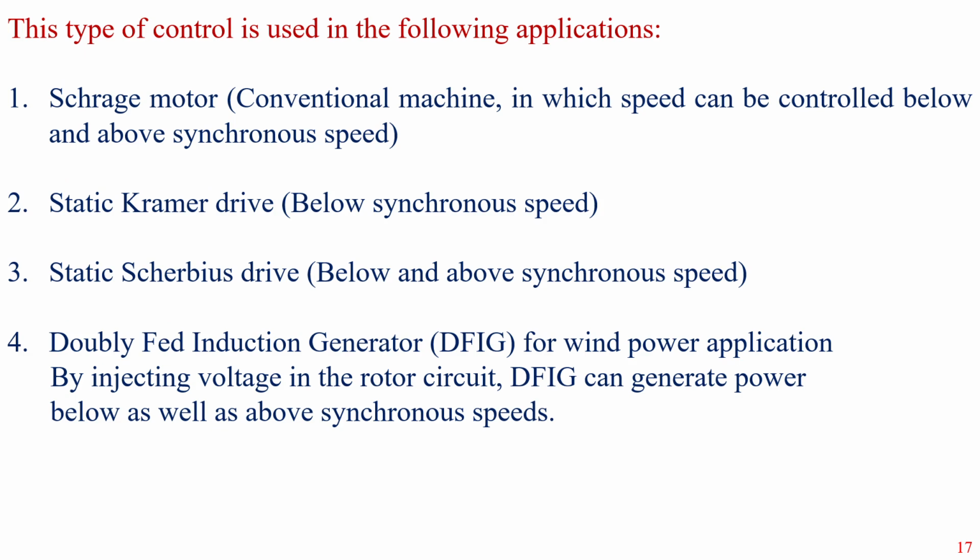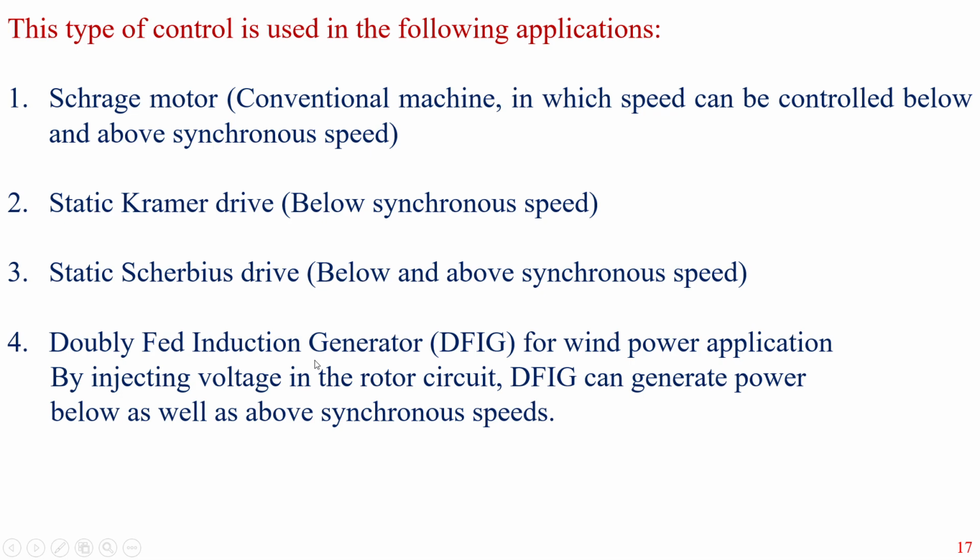This type of control is used in the following applications. The first one is the Scherbius motor. It is a conventional machine in which the speed can be controlled below as well as above synchronous speed. The second one is the static Kramer drive. In this machine the speed is controlled below synchronous speed. The third one is the static Scherbius drive. In this machine the speed is controlled below and above synchronous speed.